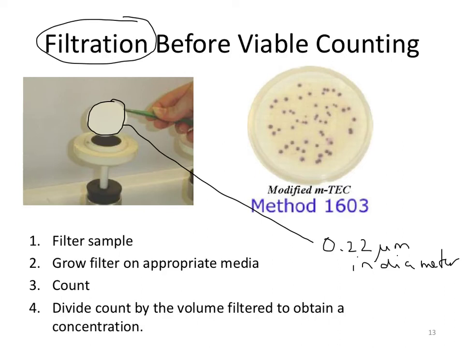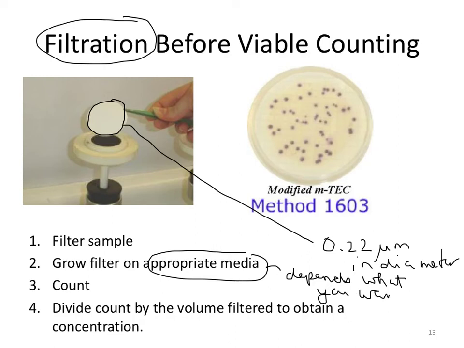You filter the sample, you grow the filter on an appropriate media, and appropriate means that it depends on what you want. If you want to grow fecal coliform bacteria, you grow it on a media that's optimized for fecal coliform bacteria. If you want to grow anaerobes that are able to use nitrate as a terminal electron acceptor, then you grow it on media that has nitrate present, and you put them in no oxygen conditions. It just depends. You grow them for a while, you watch for the formation of colonies, you count the colonies, and then you take that count and you divide the count by the volume that you filtered in order to obtain a concentration of cells.